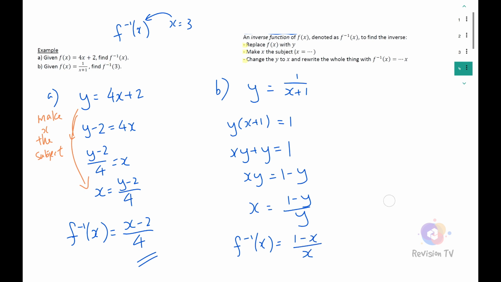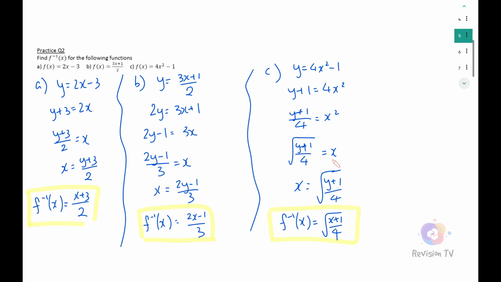But that's not the end of it, because I need to find the inverse of 3. So once I find the inverse function, then the next step is the easiest. We're going to replace x with 3. So 1 minus 3 over 3. 1 minus 3 is minus 2, so negative 2/3 is the answer.